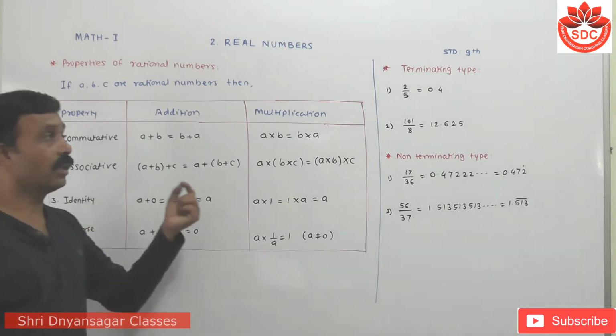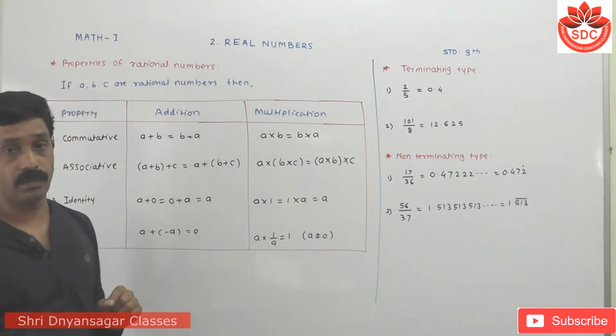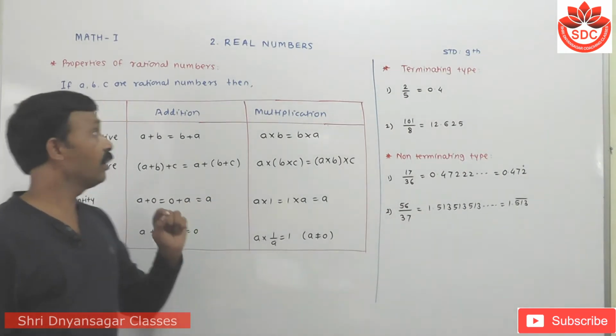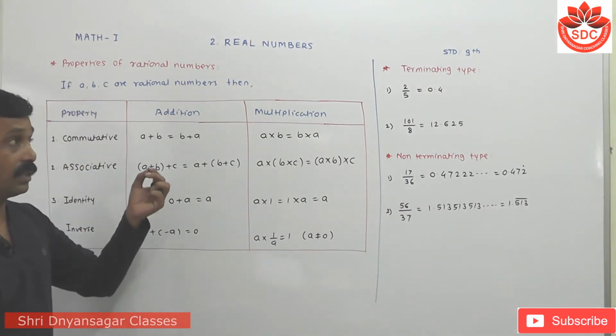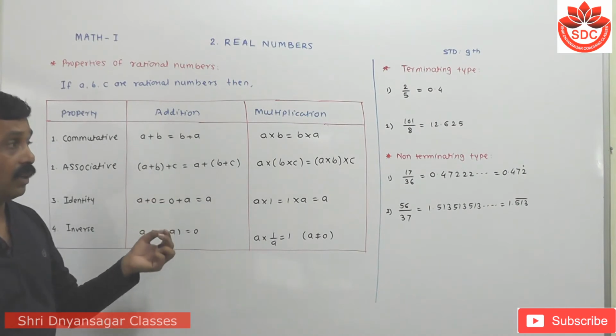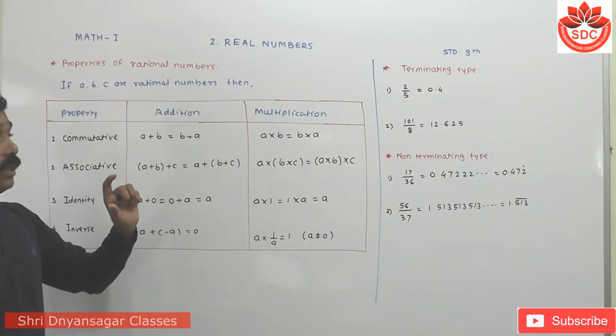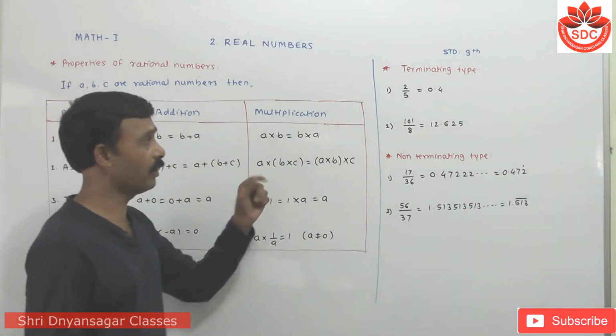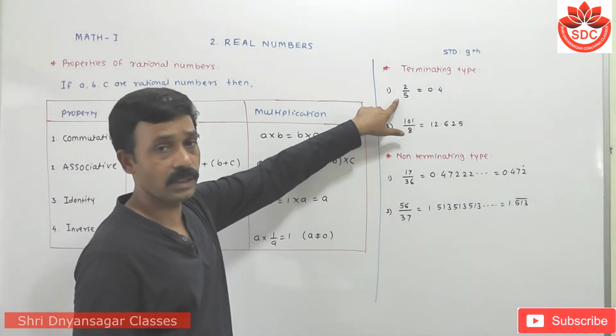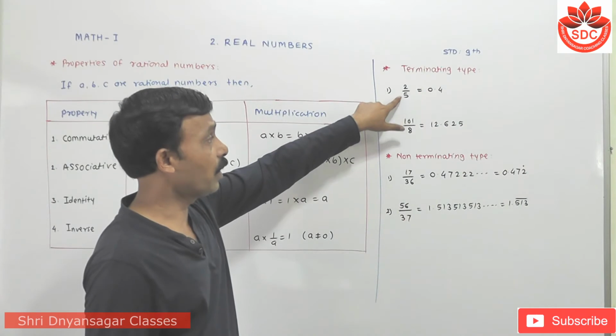Then we discuss terminating type and non-terminating type. Students, decimal rational numbers are of two types here: one is terminating and the other is non-terminating. Any decimal number has these two types. For example, I have taken here 2 upon 5, which is a rational number, P upon Q.